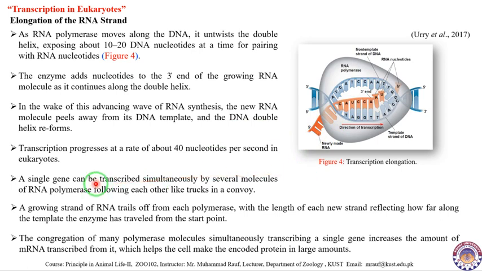And a single gene can be transcribed simultaneously by several molecules of RNA polymerase, following each other like trucks in a convoy, where several trucks are going in a line on a road. In the same way, depending upon the need of the cell, if the cell is in greater need of the proteins or the transcriptional product of a particular gene, then the RNA polymerases are going one after another like a convoy so that more proteins are synthesized and more messenger RNAs are produced.